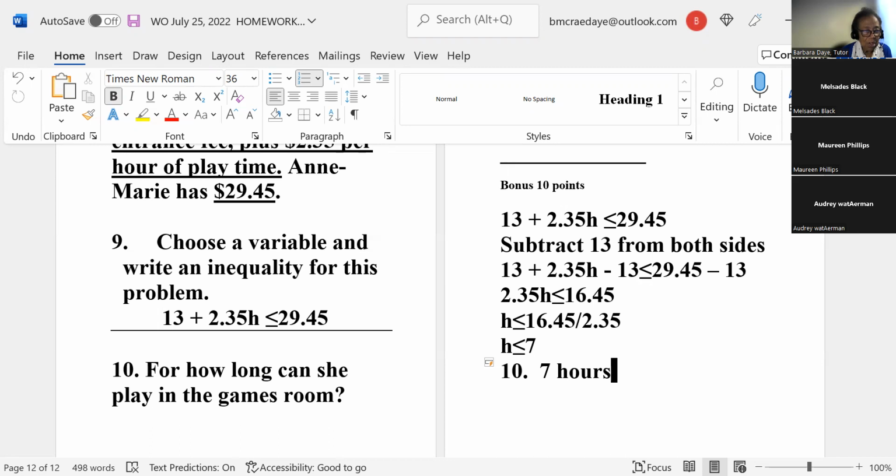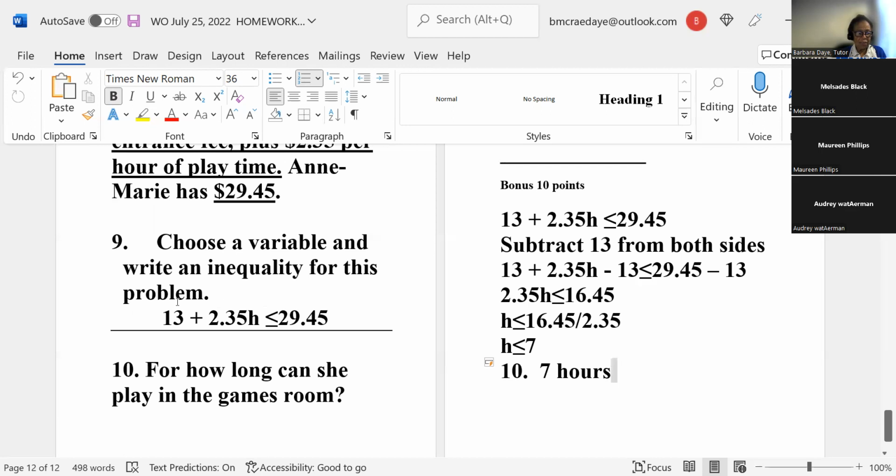Starting with the inequality, what I want to know is what she did to get 7 hours. Well, she divided the 2.35 into the 16.45 right here. You're solving for H. Just like if this were an equation, you want to get H by itself, right? You divide both sides by 2.35. 2.35 divided by 2.35 would just give you 1H, and 16.45 divided by 2.35 would just give you 7. So she can play 7 hours. That's how long she can play using her $29.45. Okay, you got it? Yes.